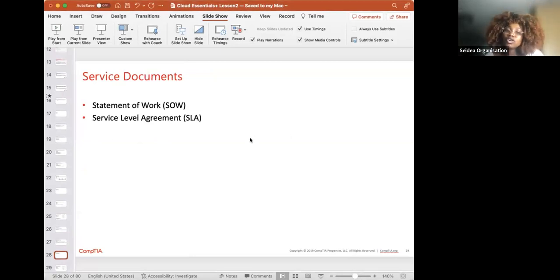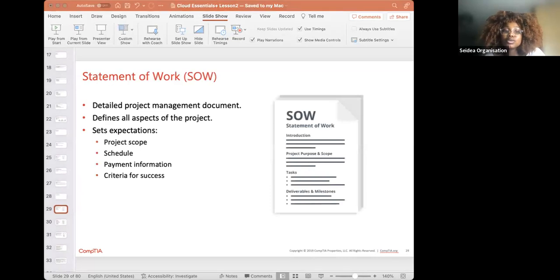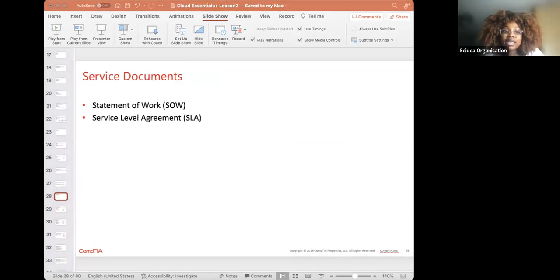Now we're going into service documents, which deals with two. We have your statement of work, and we also have your service level agreement. So, let me go back to service documents. What does it mean? Service documents are needed when you're engaging with a cloud provider, you need specific documents that dictate the terms of service. These are important to ensure that both parties understand what is expected from each other and the conditions of that service, and based on that, you can use two documents, which are your statement of work and your service level agreement, which we already touched upon a little bit in the previous slides.